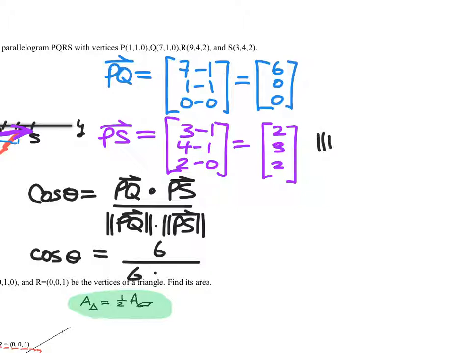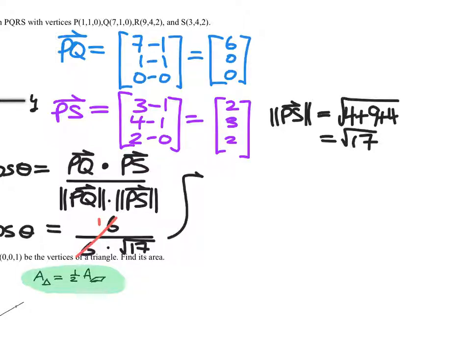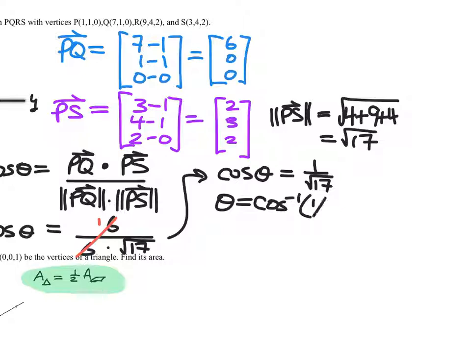So magnitude of PS is the square root of (4 plus 9 plus 4). So we're looking at root 17. All right, so the 6's would cancel, leaving me with a 1. And so I get cosine of theta is equal to 1 over the root of 17. And again, I don't actually have to figure out what the angle is in order to continue with this. So I'm just going to find theta as the inverse cosine of 1 over root 17.